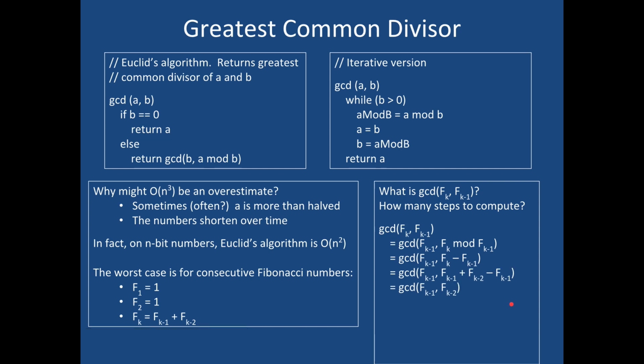Okay, so there's the long justification that we go from GCD of f sub k and f sub k minus 1 is equal to the GCD of f sub k minus 1, f sub k minus 2. And you can see where this is leading. Eventually, we'll get down to the GCD of the first two Fibonacci numbers, which is just 1.